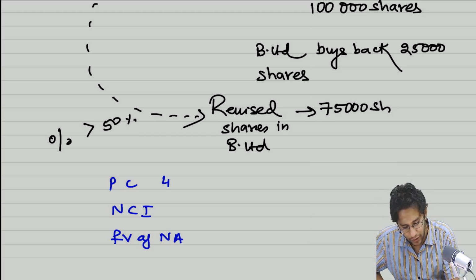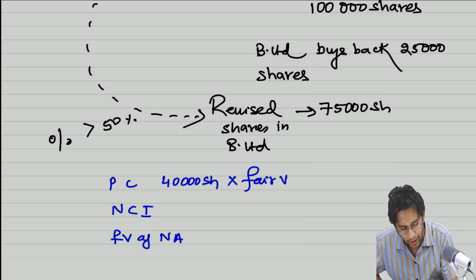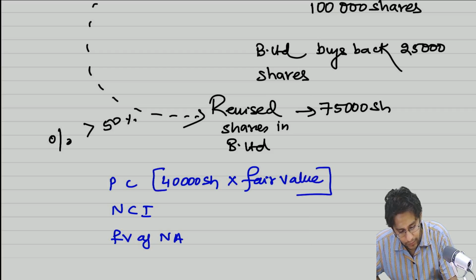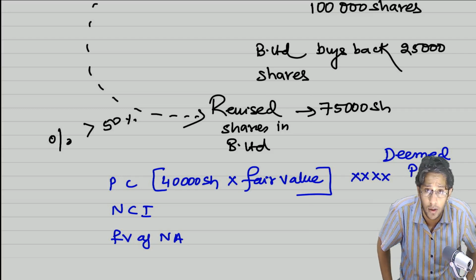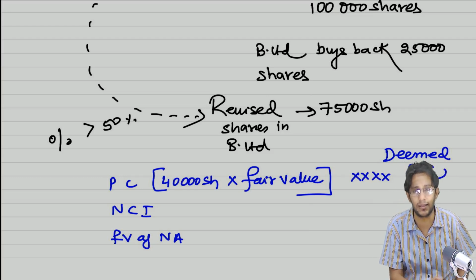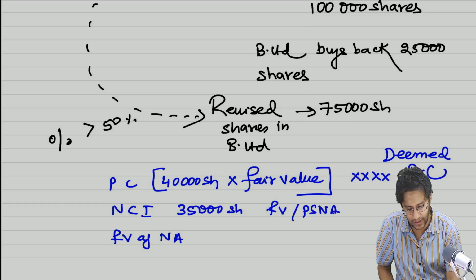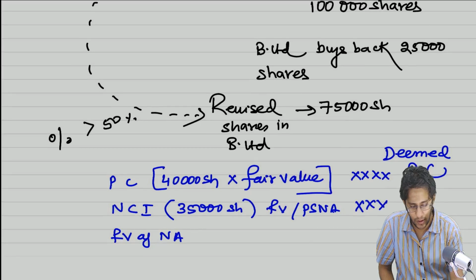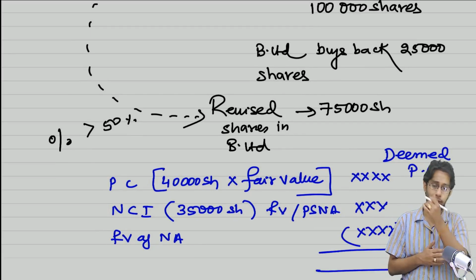So whatever 40,000 shares you are having, a 40,000 shares ka fair value today you take. That will be your deemed PC. You did not pay anything. You need not pay anything. You did not pay anything, but still you acquired control. So whatever shares you are already holding, shares ka fair value only will become your deemed PC. NCI, remaining 35,000 shares are there. That either fair value or you have a choice of proportionate share of net assets. Any which way you can do. Net assets anyway you have to take fair value. So that's all. You will go and determine goodwill or capital reserve.